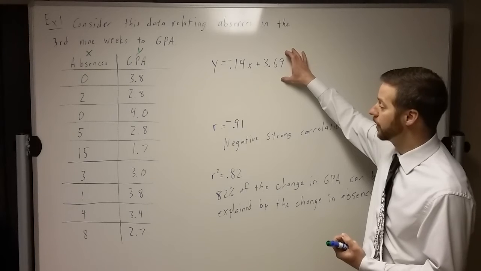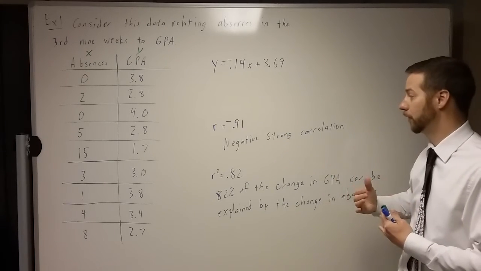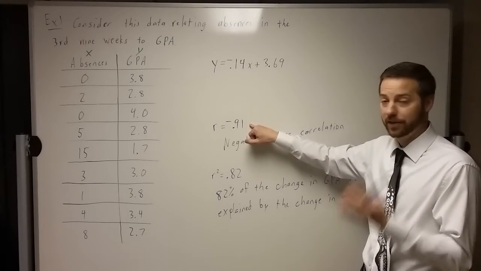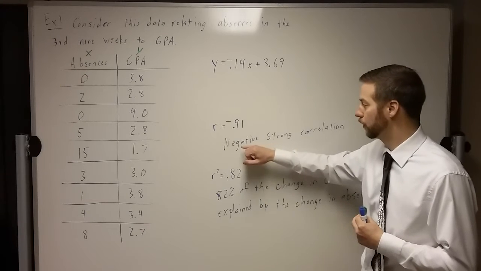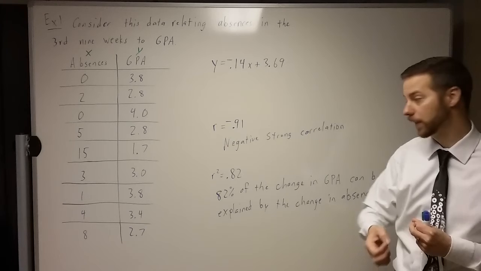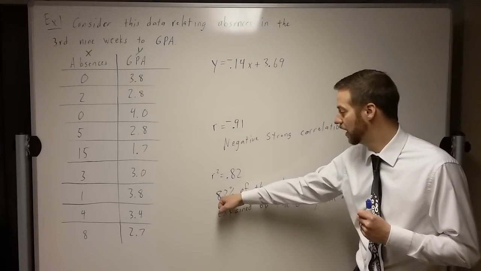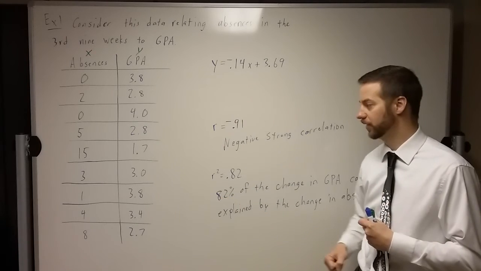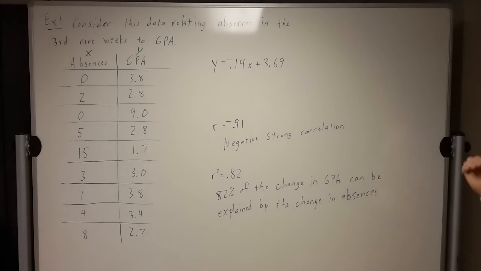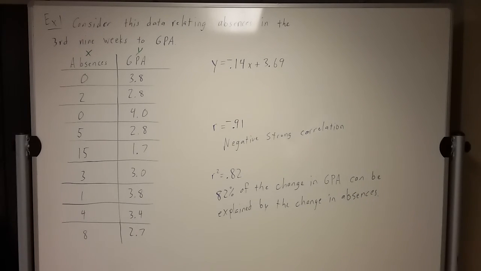We can put values in there and make predictions, come up with the correlation for how well it fits the line. So in this case, it's a strong correlation because it's really close to -1, and so this fits the data very well. And so this is a negative strong correlation, which means as absences go up, GPA goes down. And then R squared, or coefficient of determination, is percent of explained variability. 82% in this case of the change in the one can be explained by the change in the other. So there's our important stats for bivariate data, for comparing two sets of data.